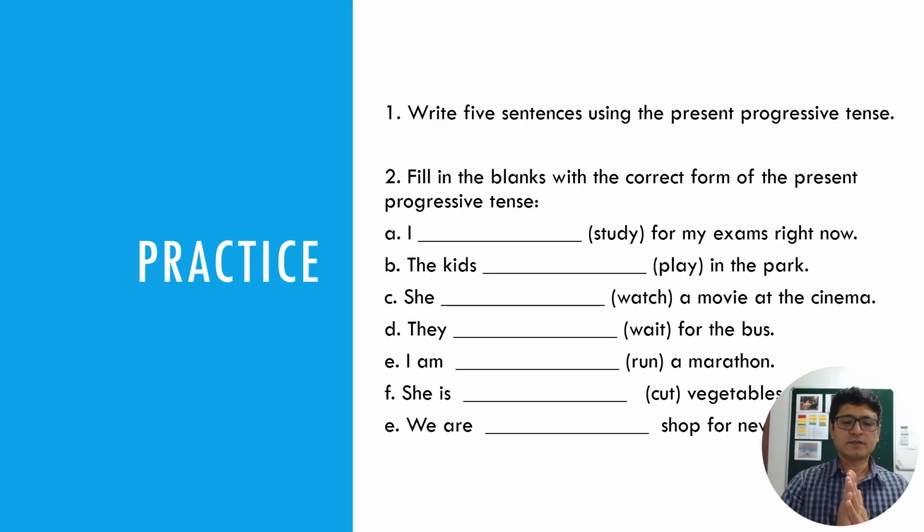Now, please do this practice. What I'll suggest you do is pause the video and then do this exercise. What you are required to do is write 5 sentences using the present progressive tense and then fill in the blanks. There are verbs already given, so you have to put them in present progressive format. So pause the video, do this exercise and come back and continue with the rest of the video.